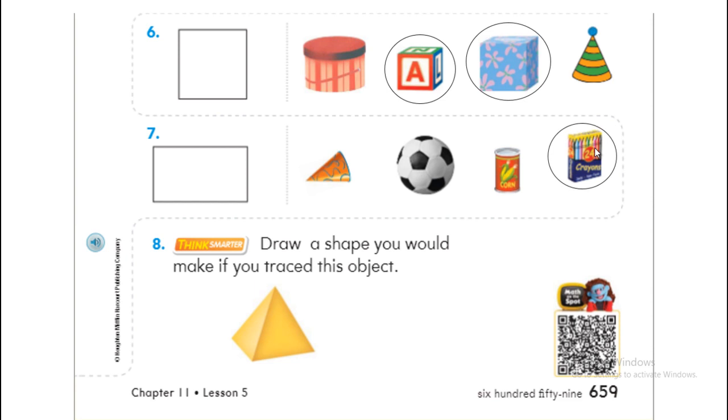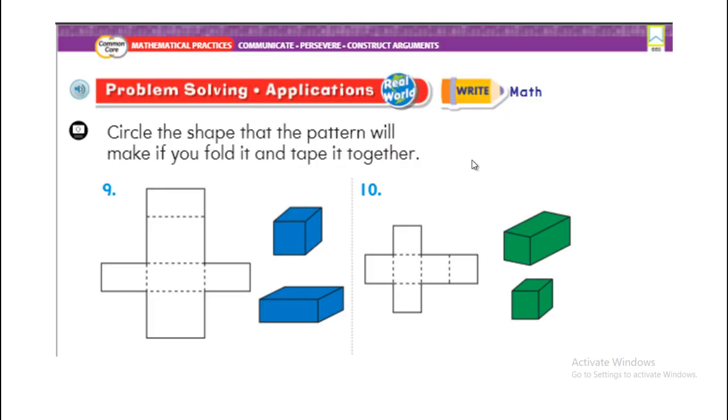Now, in question number 8, we have a new shape. This shape we call a pyramid. And the pyramid has sides that look like which shape? Trace it. Use your own fingers. Go around this face and see what shape you can find here. A triangle. Good job.